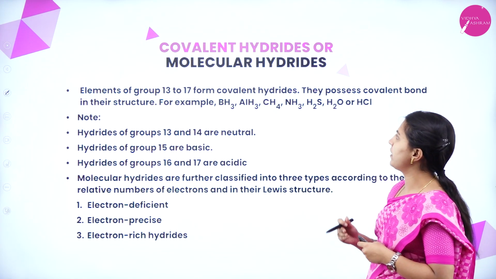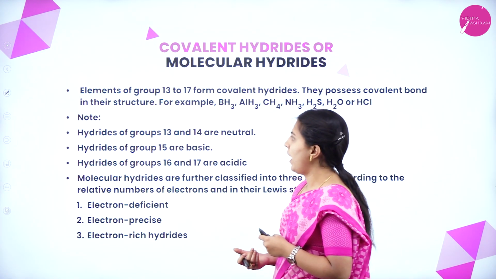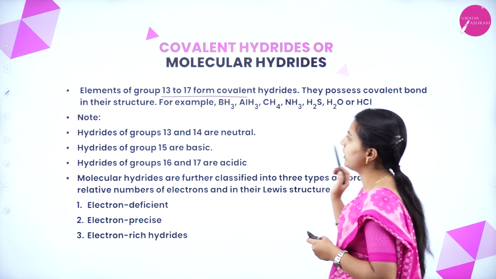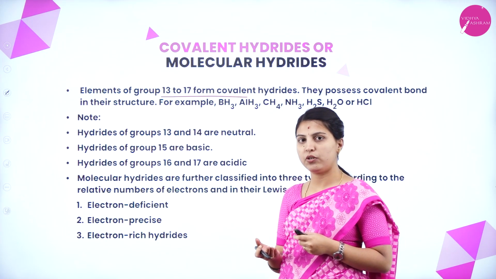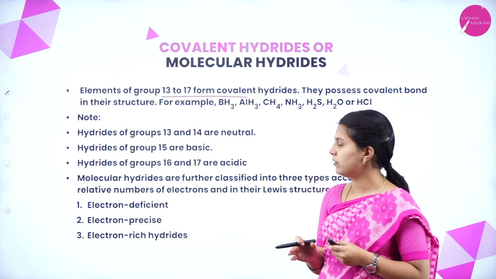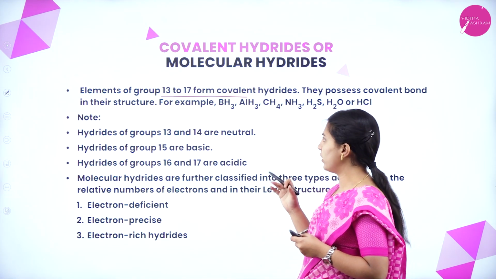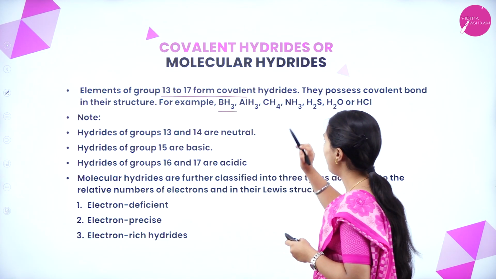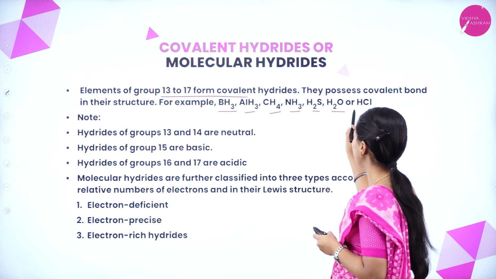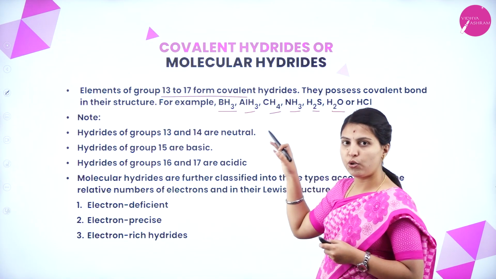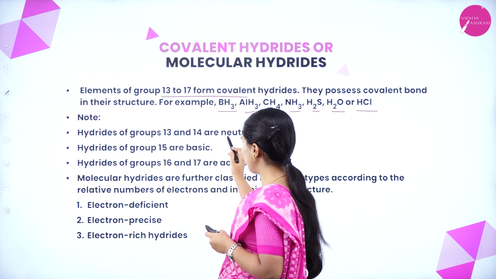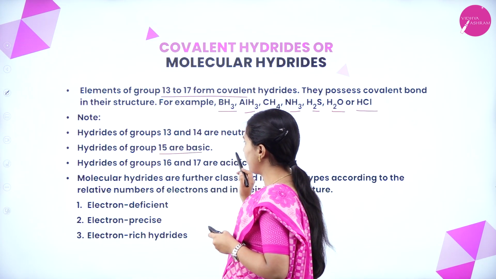Next is covalent hydrides, or molecular hydrides. Elements of group 13 to 17 form covalent hydrides. They possess covalent bonds in their structure. We have seen what covalent bonds and ionic bonds are and the properties of both. Now in hydrides we are correlating. For example, BH3, like boron trihydride, aluminum trihydride, methane, ammonia, H2S, water, hydrochloric acid. Like this the covalent bond will be there. Note, hydrides of groups 13 and 14 are neutral. Hydrides of group 15 are basic.